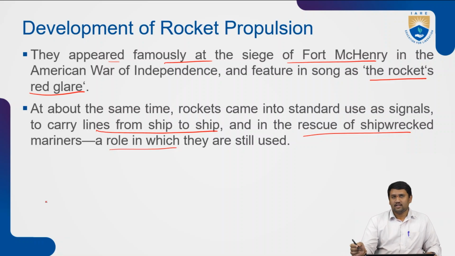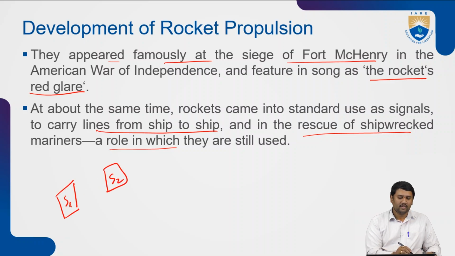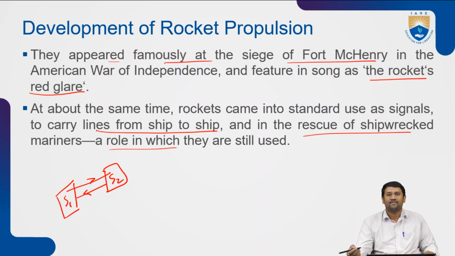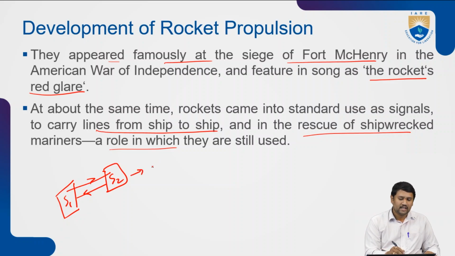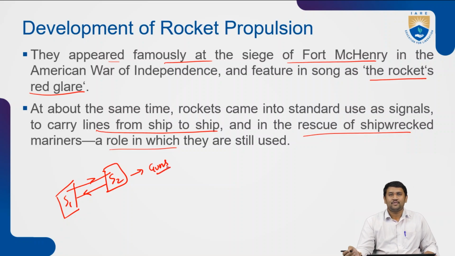In order to understand, I'll just draw a simple example. Basically, if you're considering ship 1 and ship 2, in order to carry forward raw resources from one side to the other, rockets are used particularly to create a line of tow, in such a way that it is used to carry the personnel as well as the goods from ship to ship. Nowadays also, a shorter form, particularly guns, are used in order to do the same in the naval industry or navy.